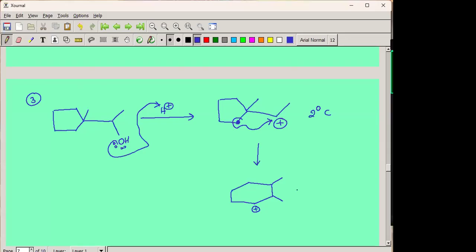So now the elimination will take place, that is, the H plus ion is eliminated. This is not a positive charge; this carbon atom is now with a positive charge. So from here, the hydrogen will be eliminated and it forms a substituted cyclohexene like this. That will be possible. A 5-member ring becomes a 6-member ring system.